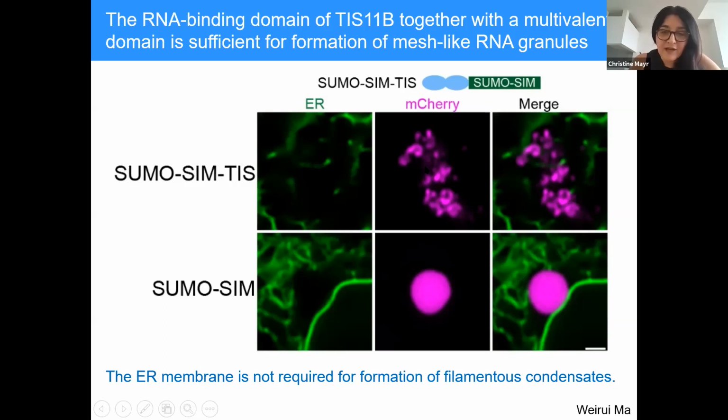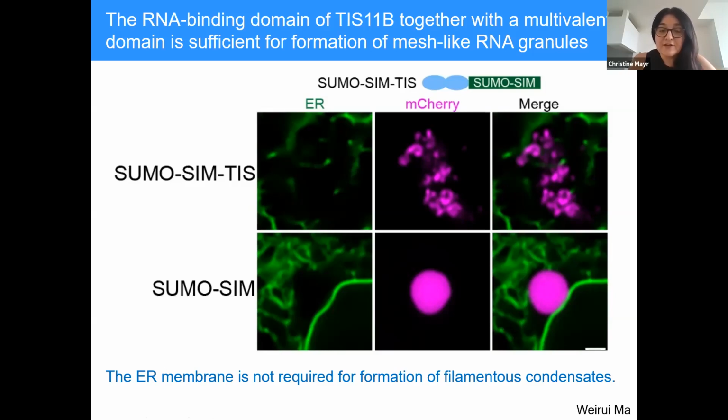This was a real eye-opener, because up to that point, we always thought that this mesh-like morphology requires the ER. And this experiment showed us that the morphology is actually independent of the ER, because you can still make a filamentous condensate that is not intertwined with the ER.